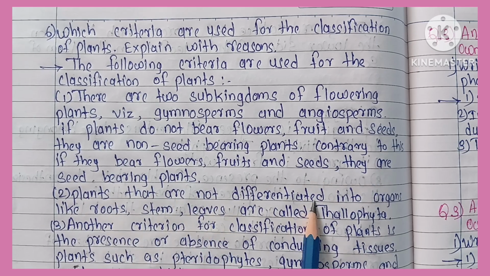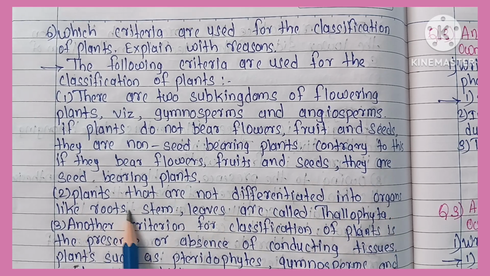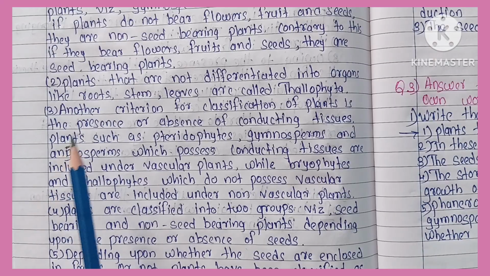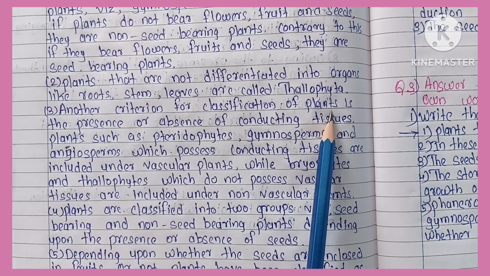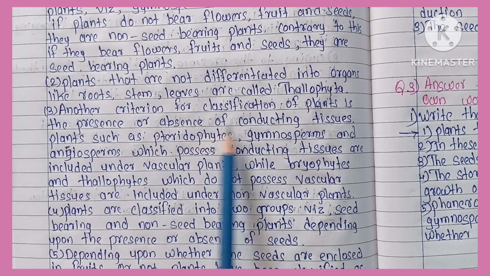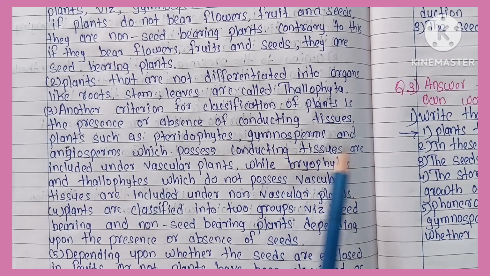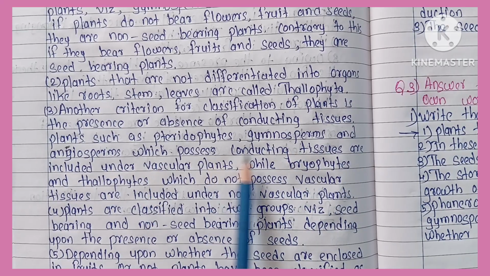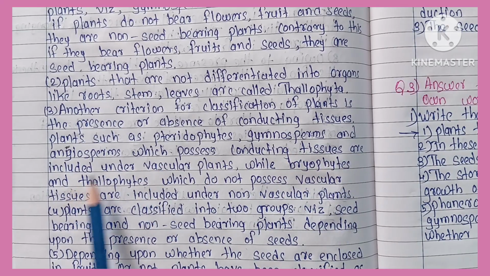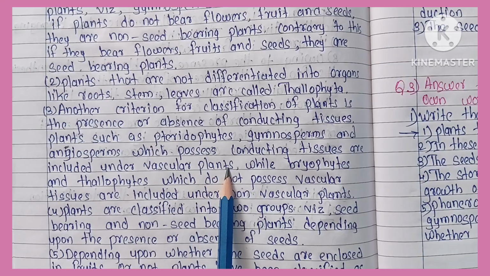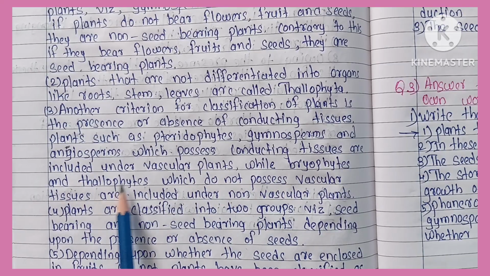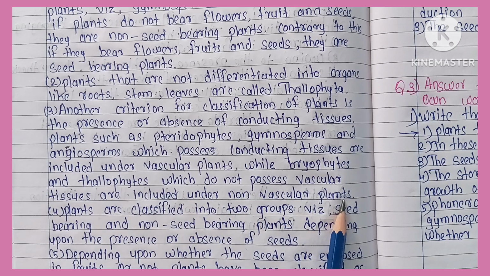Plants that are not differentiated into organs like roots, stem, leaves are called thallophyta. Another criterion for classification of plants is the presence or absence of conducting tissues. Plants such as pteridophytes, gymnosperms and angiosperms which possess conducting tissues are included under vascular plants, while bryophytes and thallophytes which do not possess vascular tissues are included under non-vascular plants.